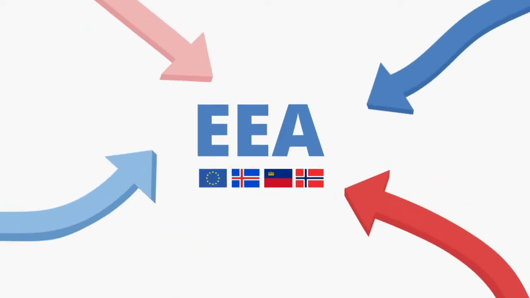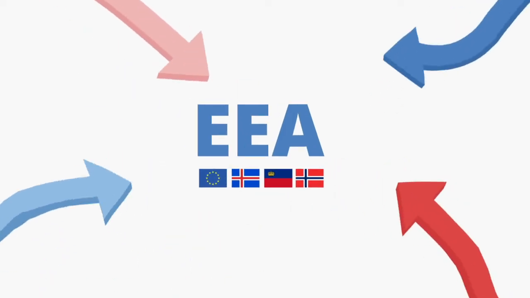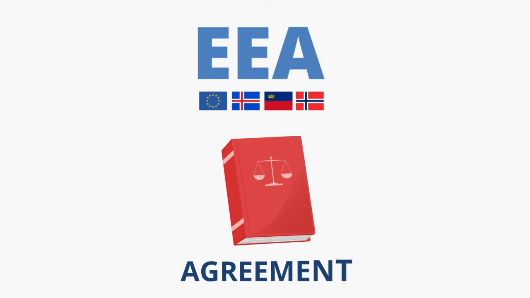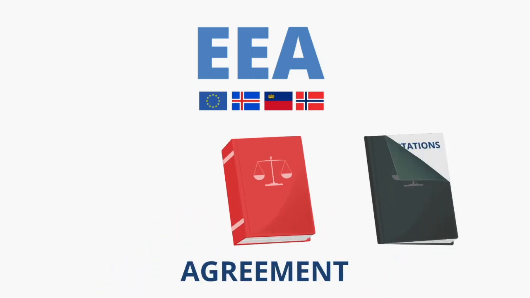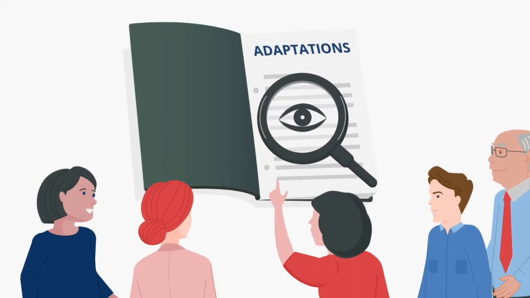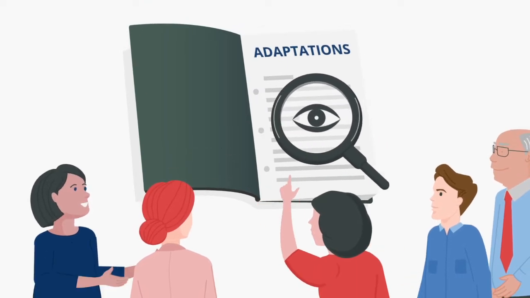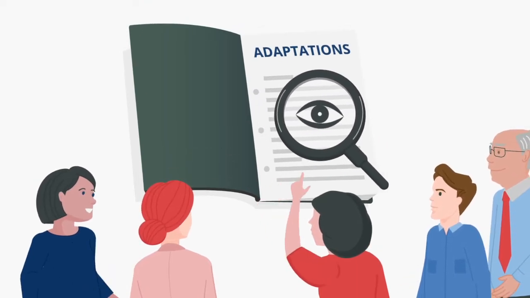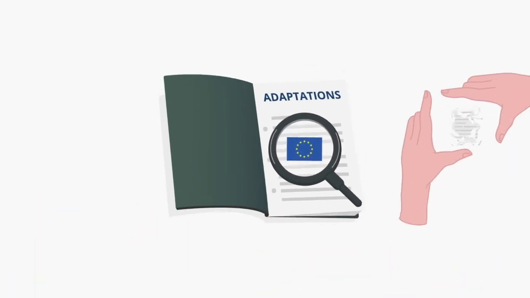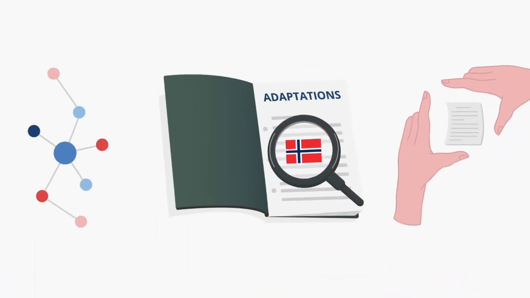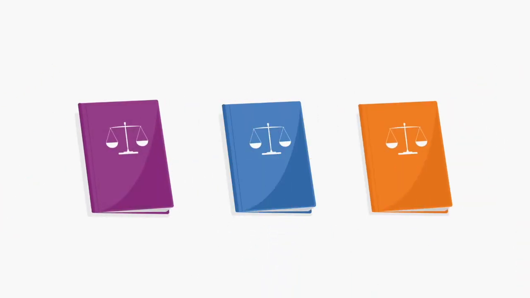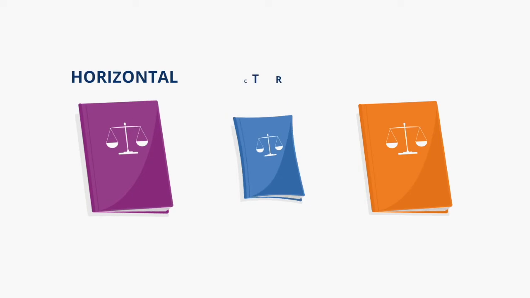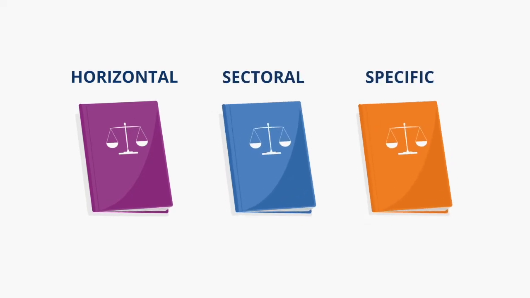This ensures common rules across the EEA. While the rules are common, the EEA agreement also adjusts the legal acts. These adjustments are called adaptations. Adaptations mean that the Act shall be read or understood in a specific way for the purpose of the EEA agreement. This may reflect the scope and the structure of the EEA agreement or the specific situation of an EEA EFTA state. The EEA agreement has 3 types of adaptations: horizontal, sectoral, and specific adaptations.